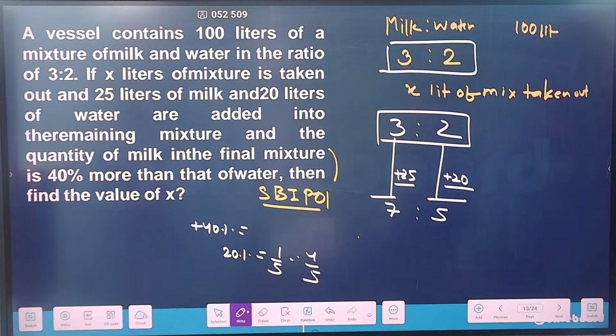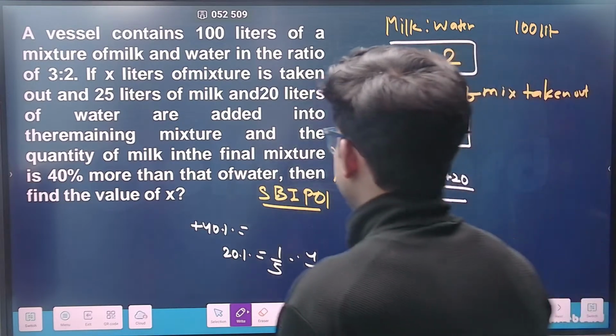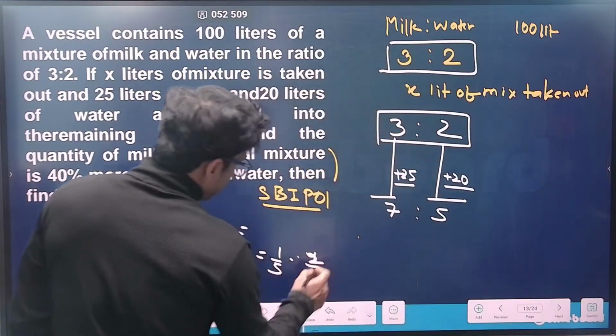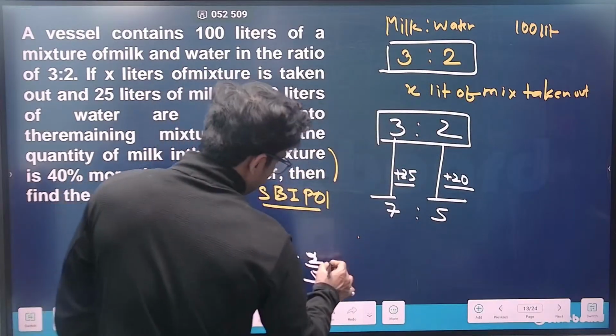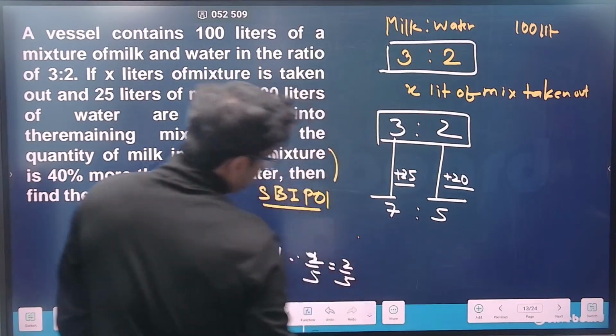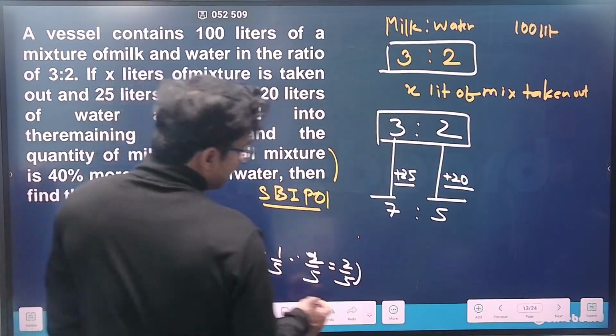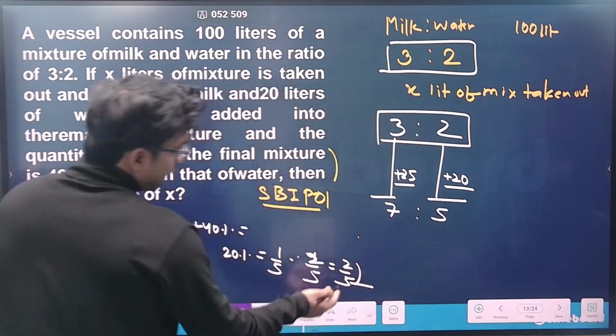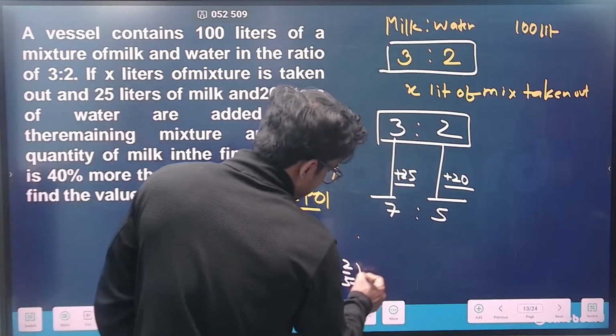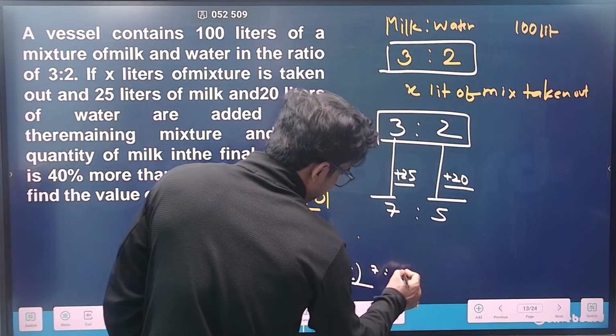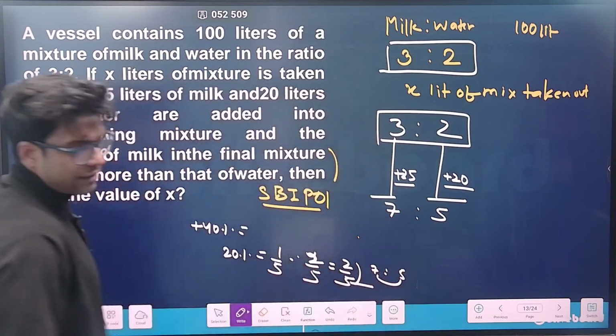Right now, 20% is 1 by 5. Sorry, no, 40% would be 2 by 5. 40% is nothing but 2 by 5. So 2 by 5 more means what? Your initial value, more means what? The denominator remains the same and the numerator becomes 5 plus 2, which is 7. When 5 becomes 7, this is a 40% increase.